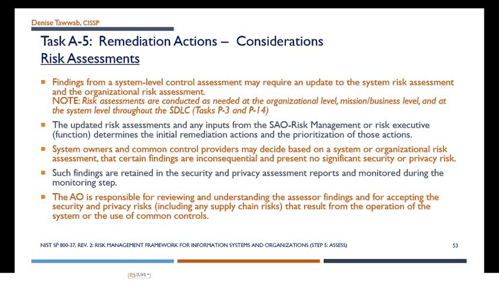System owners and common control providers may decide, based on a system or an organizational risk assessment, that certain findings are inconsequential and present no significant security or privacy risk. Such findings are retained in the security and privacy assessment reports and also monitored during the monitoring step that we'll get to later. The authorizing official is responsible for reviewing and understanding the assessor findings and for accepting the security and privacy risk, including supply chain risk, that result from the operation of the system or from the use of common controls.